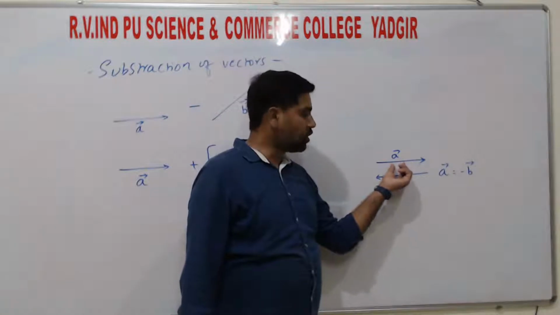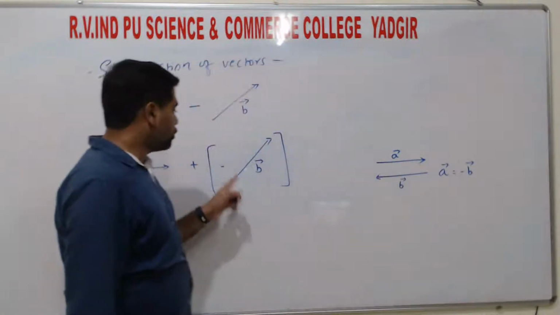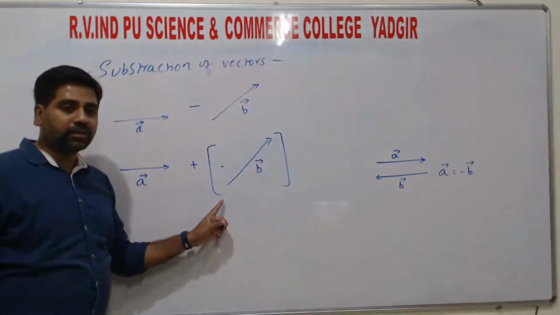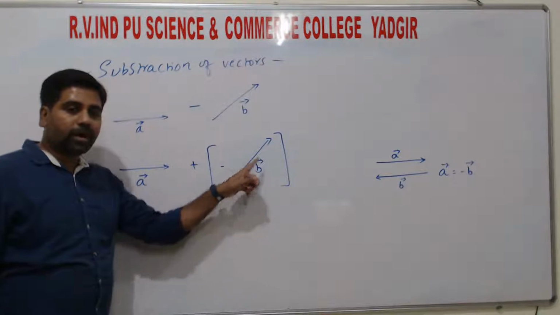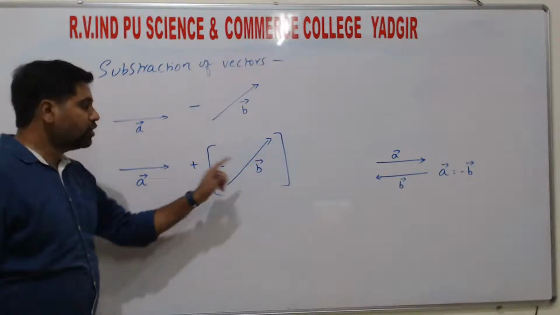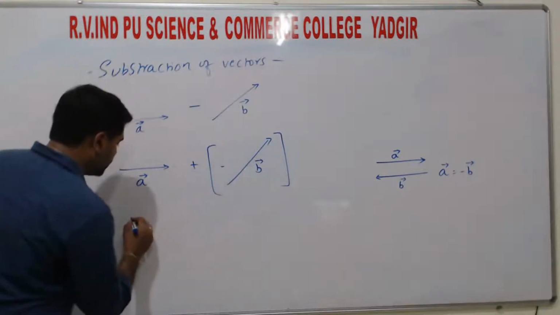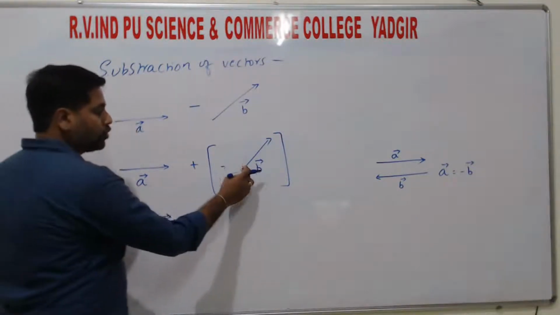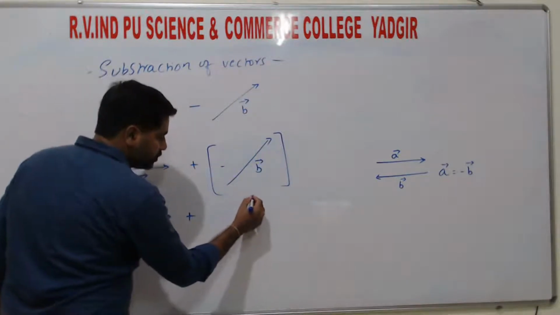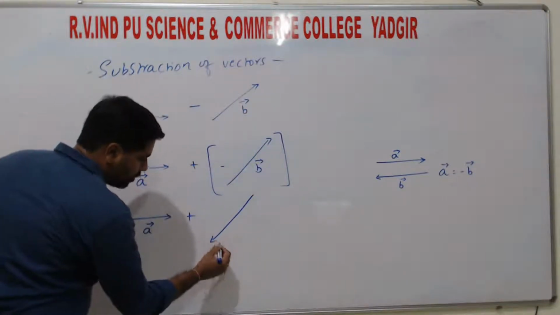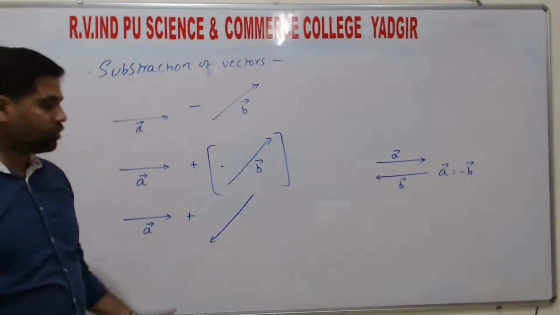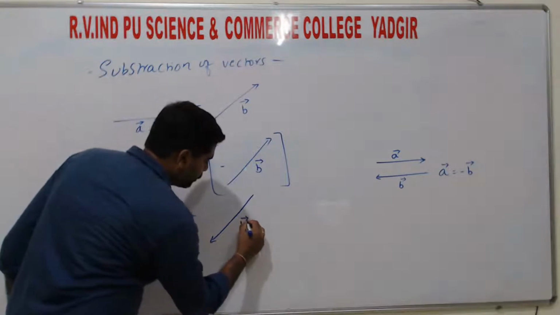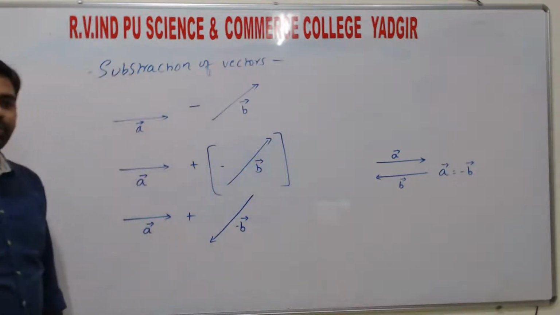So minus B has a direction opposite to that of vector A. Here minus B means this direction will be reversed. The magnitude remains the same, but the direction changes. So if we rearrange this, keeping this as is, this one is vector A plus, and the direction changes, which means the arrow mark will come downwards. The magnitude remains the same, so this becomes minus vector B.